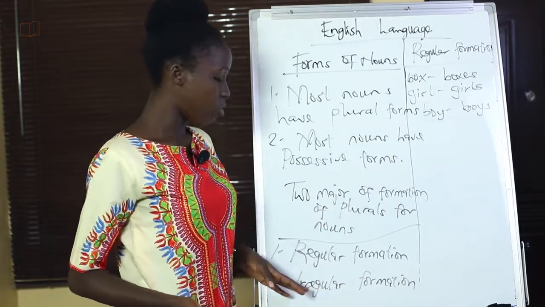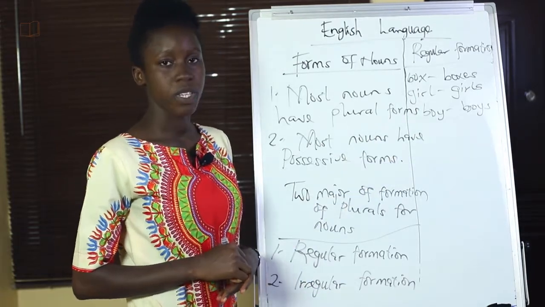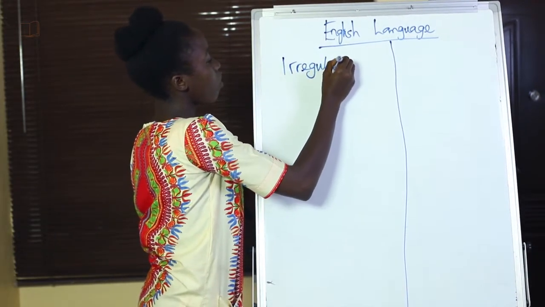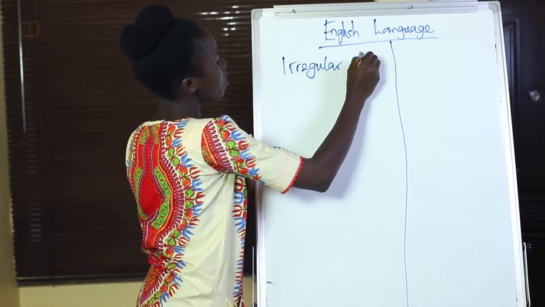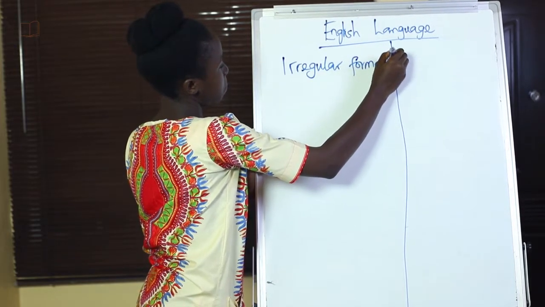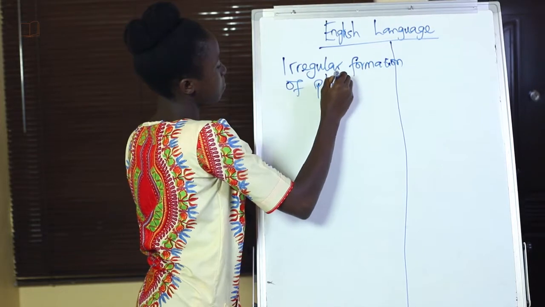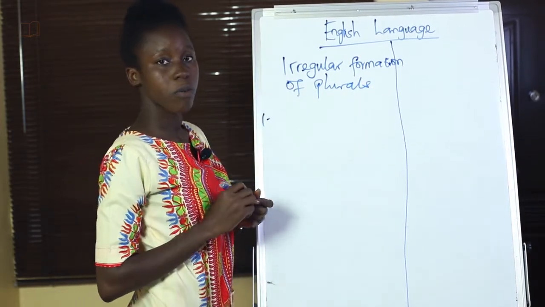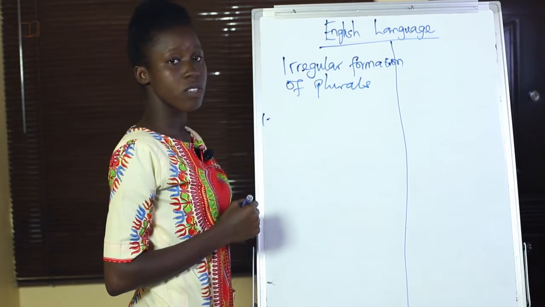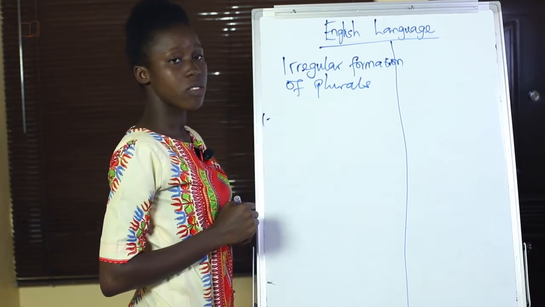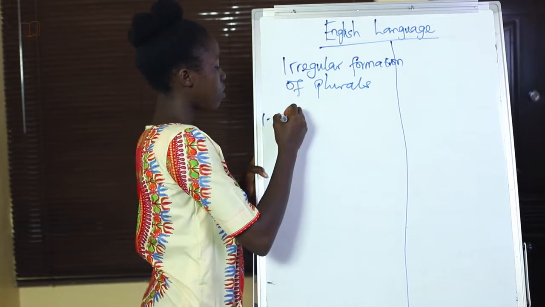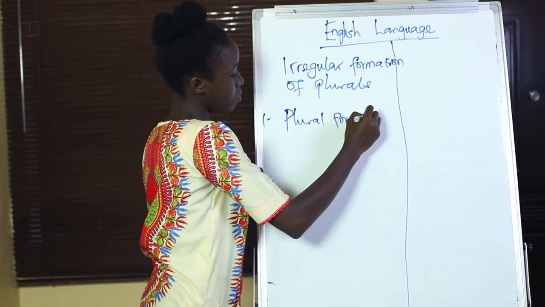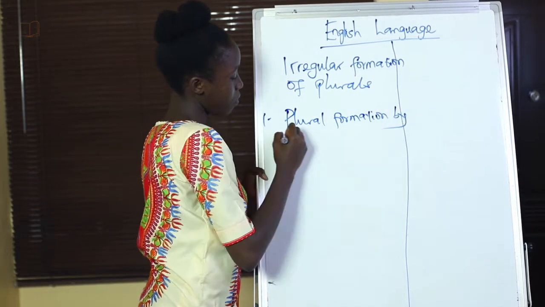Now we'll move on to the second one, irregular formation of plurals. There are different forms under this. The first one is the formation of plurals by vowel change.